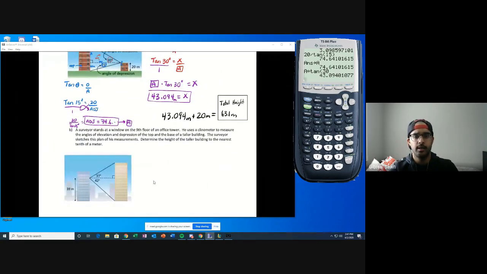Okay, part B, another similar type of question. So I'm not going to solve this one for you. I'll let you try that one on your own. And again, you have that answer key to double check it when you have a chance.